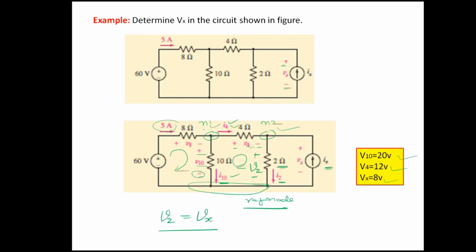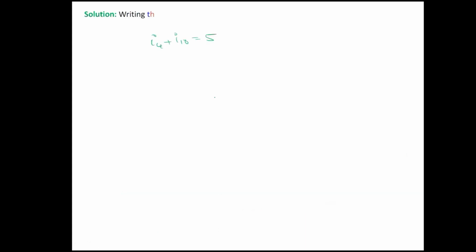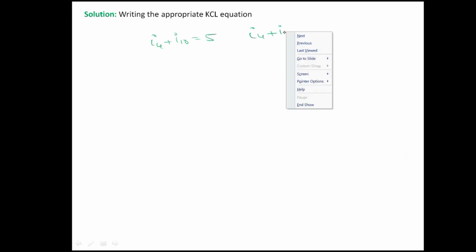Then at this node, I4 is entering node 2 and Ix is also entering node 2, and I2 is leaving. Therefore, we can write I4 plus Ix equal to I2. So the second equation is I4 plus Ix is equal to I2. This is KCL equation 1 and this is KCL equation 2.